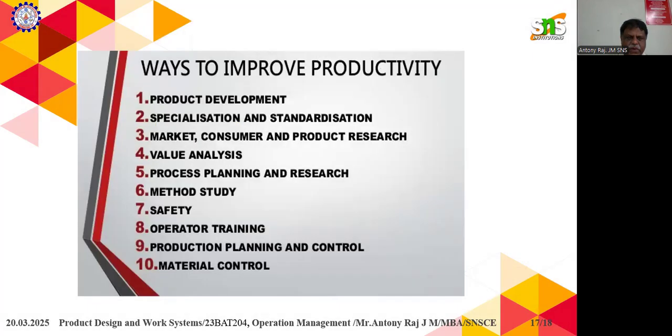Ways to improve productivity: product development is one. Specialization and standardization is the next. Market, consumer, and product research. Value analysis, process planning and research. Method study, safety, operator training, production planning and control, and material control.